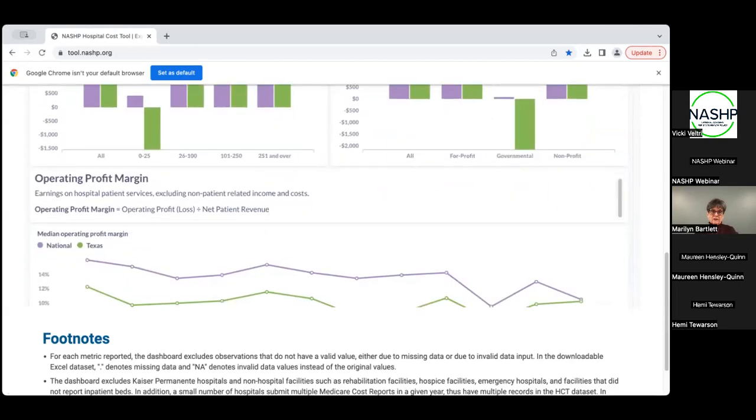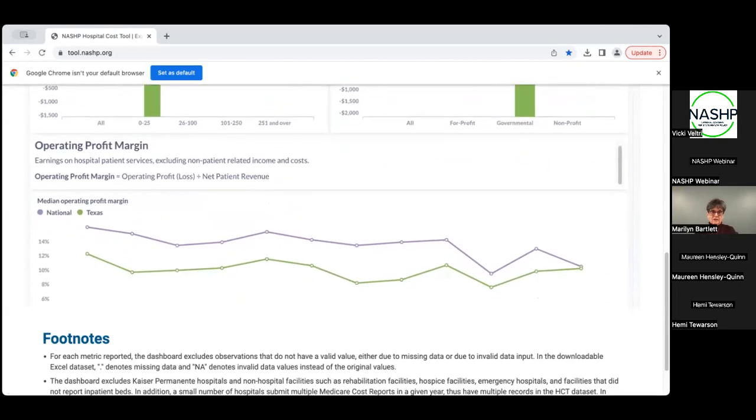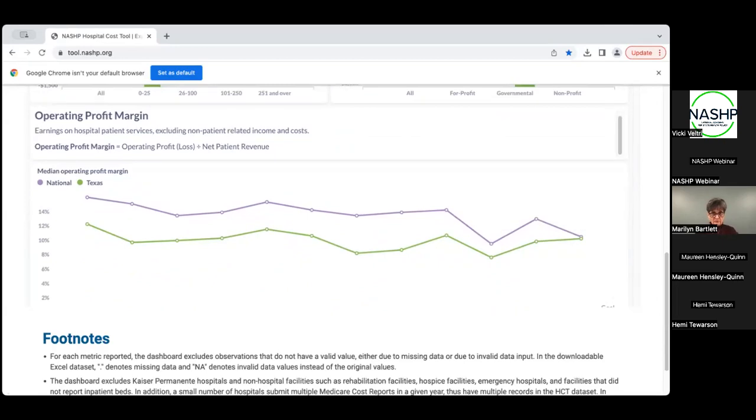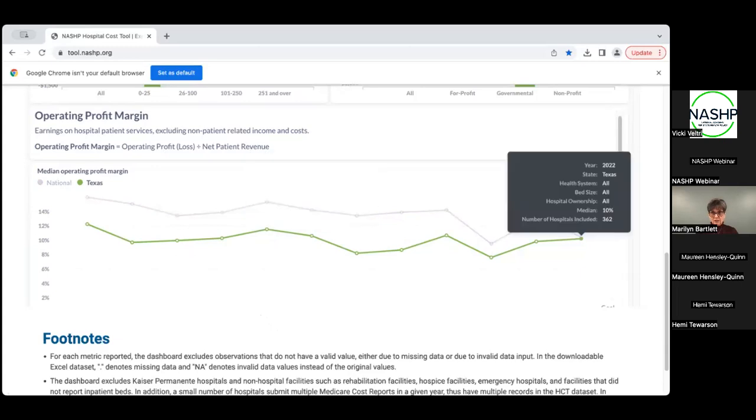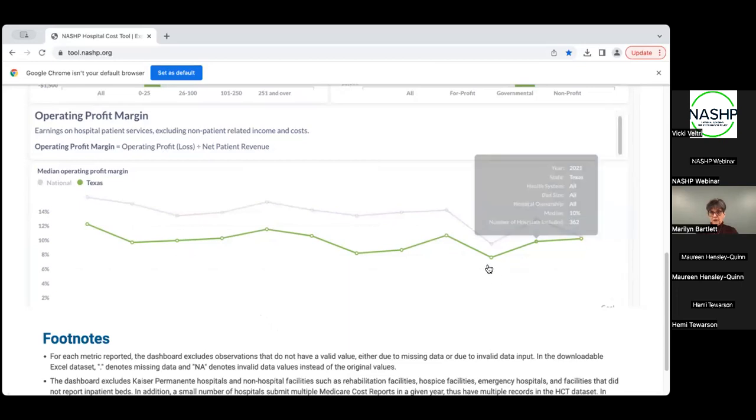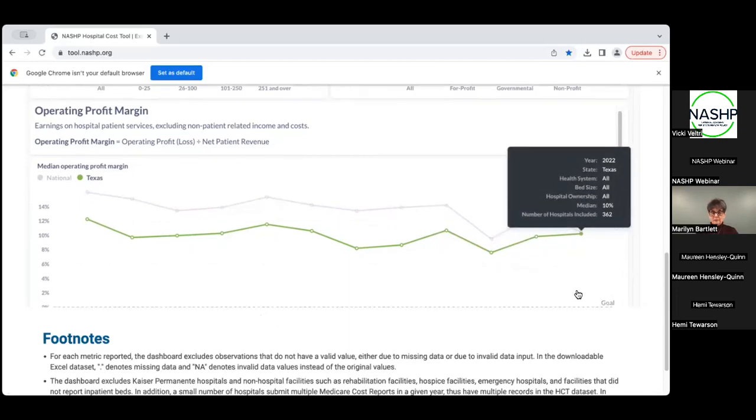We will now take a look at the margin. Did they make a profit? Again, you'll see that compared to national, Texas is right on with a 10% operating profit margin. You can look at each particular year.